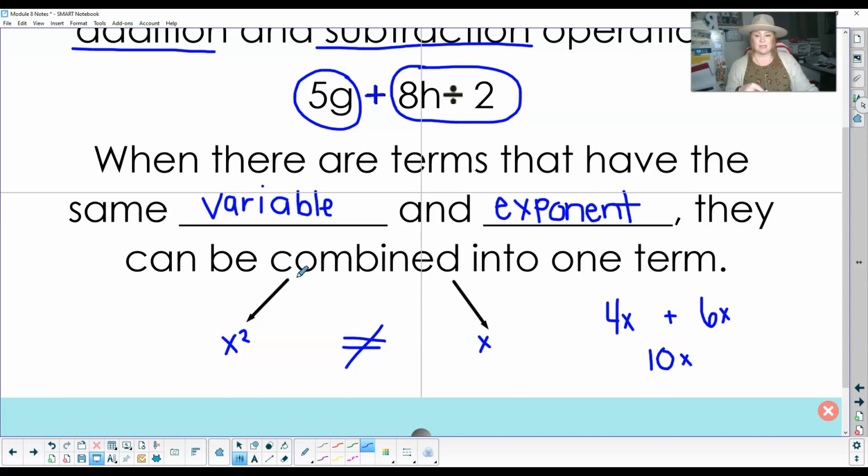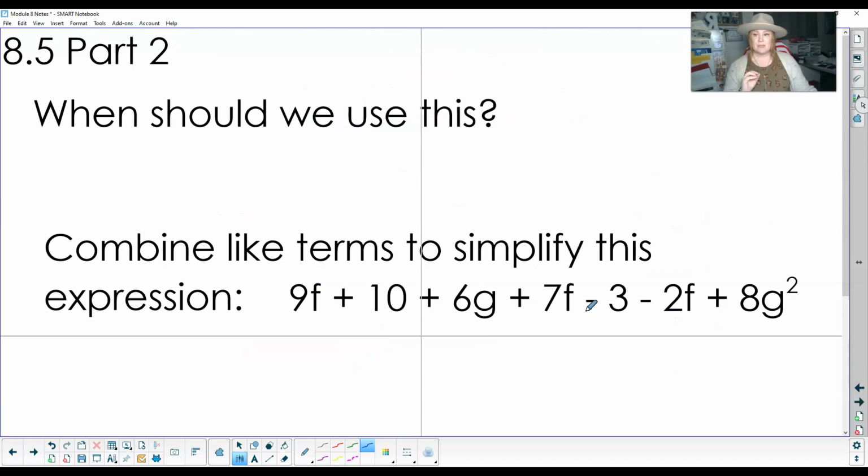So remember, this only works for adding and subtracting. This is going to be something different. So when do we use this? We use this when we are adding and subtracting. That's it. Okay? Combining terms means we're adding and subtracting.